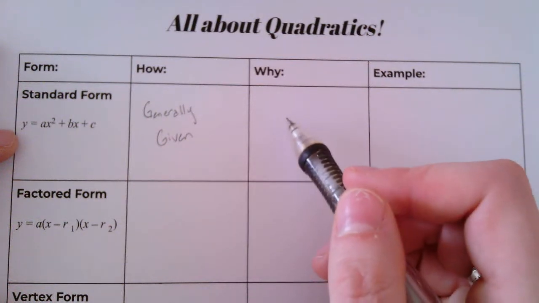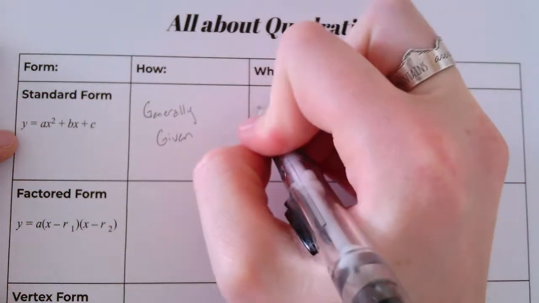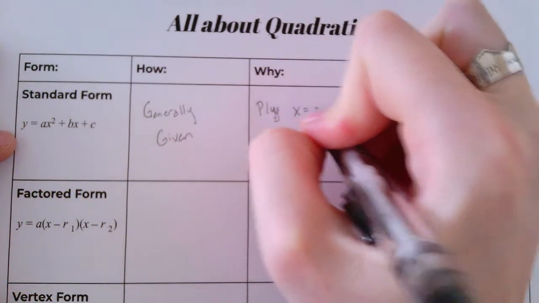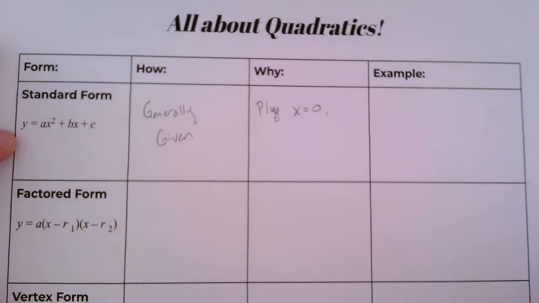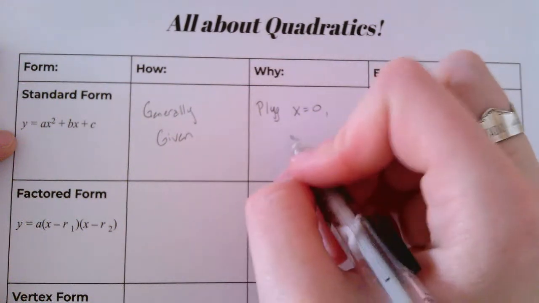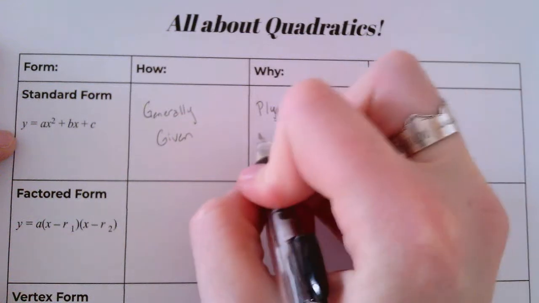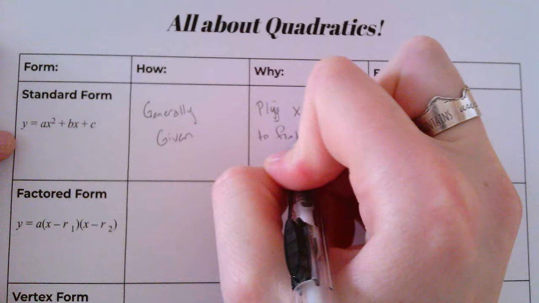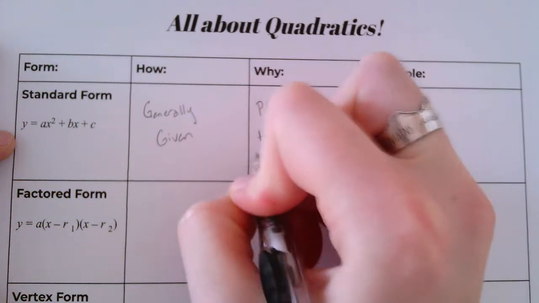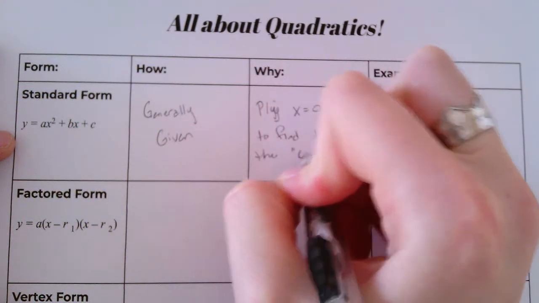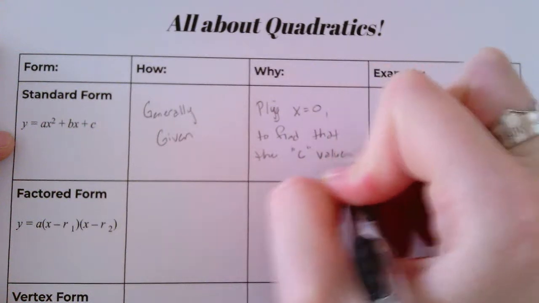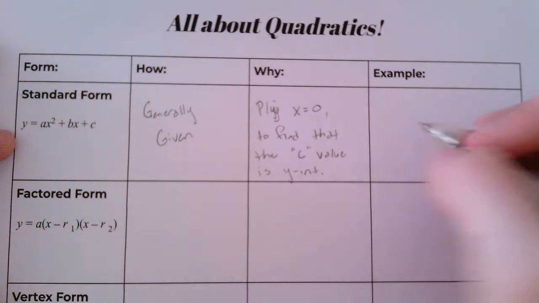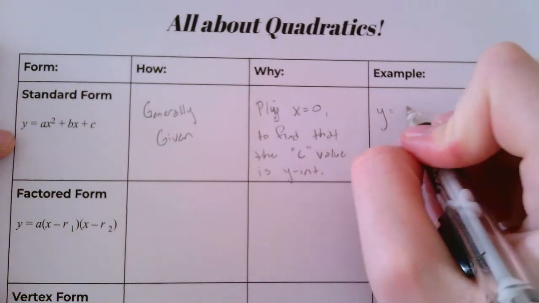Okay, so why do we care about standard form? What's important about it? Well, the cool thing about standard form is that if you were to plug in x equals 0, you would find the y-intercept is equal to c. So you'd plug in x equals 0 to find that the c value is the y-intercept.